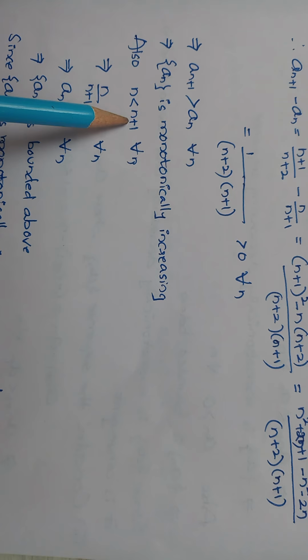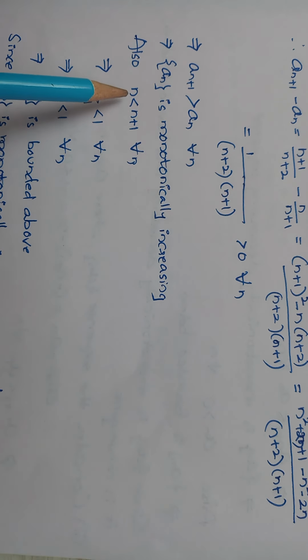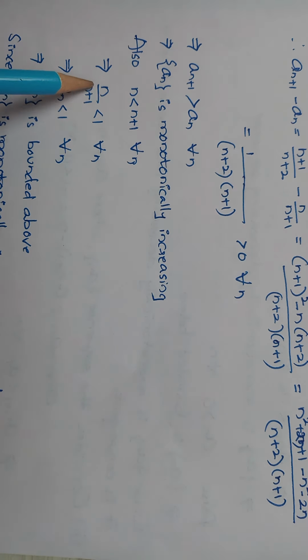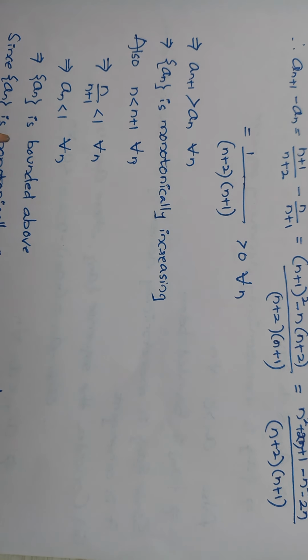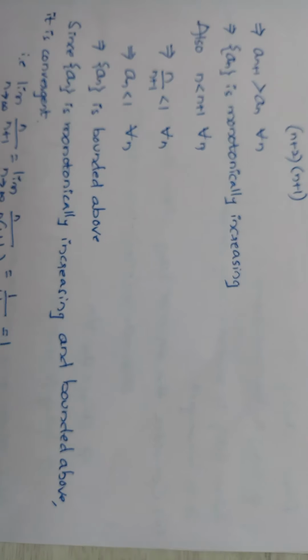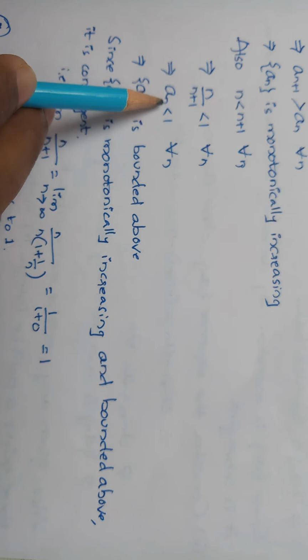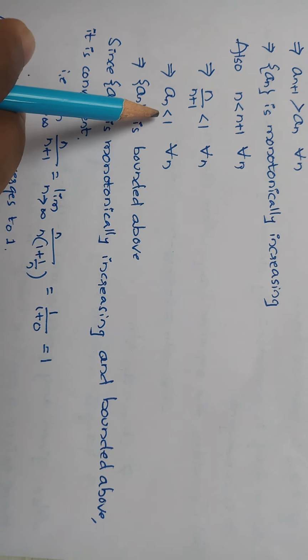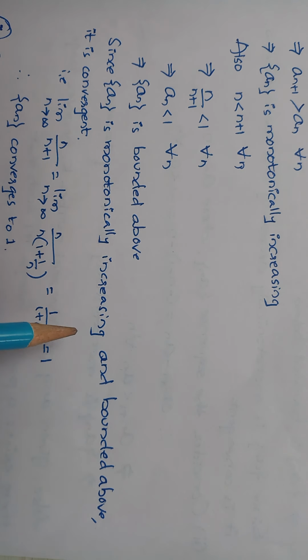Also I am taking n is less than n plus 1. Take n equal to 1: 1 is less than 2. Yes. So in general n is less than n plus 1. Now dividing both sides by n plus 1, we get n divided by n plus 1 is less than (n plus 1) divided by (n plus 1), which is 1. So n divided by n plus 1 is less than 1. Since a_n is n divided by n plus 1, therefore a_n is less than 1 for all n. That implies that a_n is bounded above. Since a_n is monotonically increasing and bounded above, therefore it is convergent.